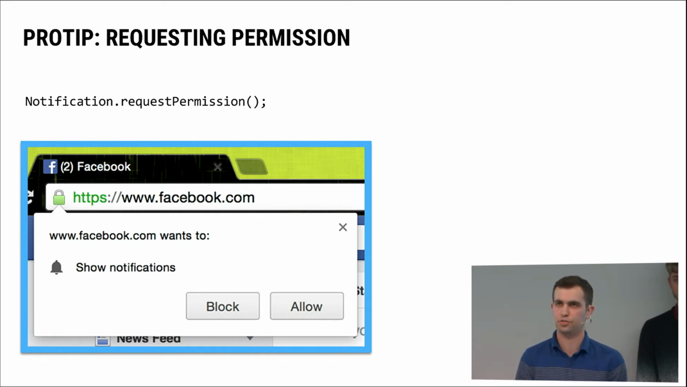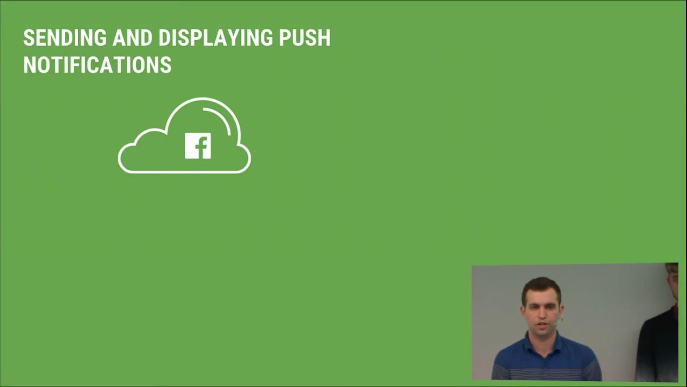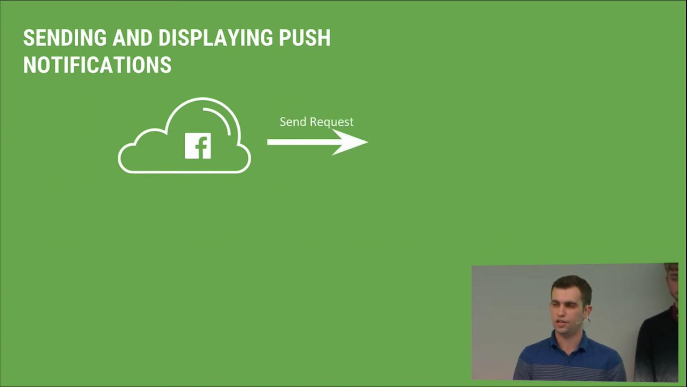So now we have a push subscription. What do we do with it? Let's say somebody posts on your wall and you think, all right, I need to send this notification. Step one is you send a request to the push endpoint, and you're like, all right, send the notification down.